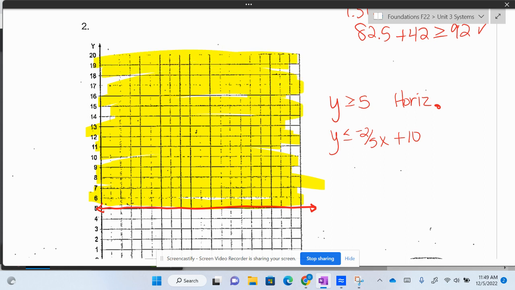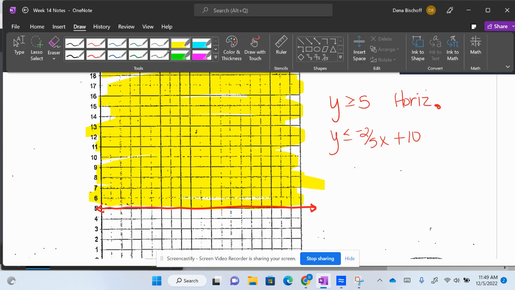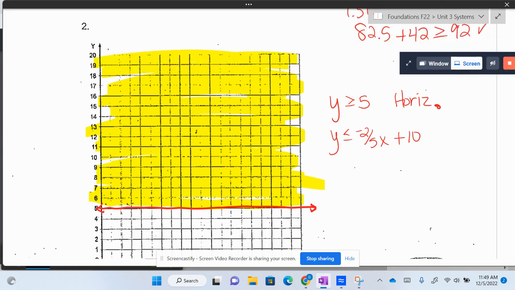Okay. Next one. Where am I going to begin? Positive 10. And I have a slope of down 2 over 1, 2, 3, 4, 5. I'm going to go down 1, 2 more, just so I can get a nice straight line. Is this going to be a solid line or a dashed line? Solid line.